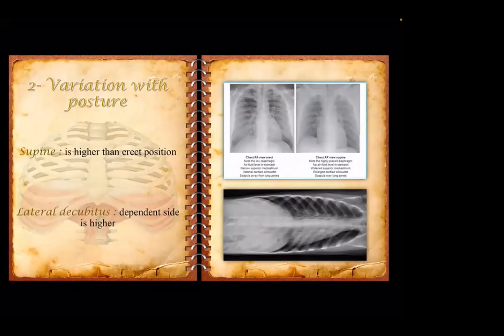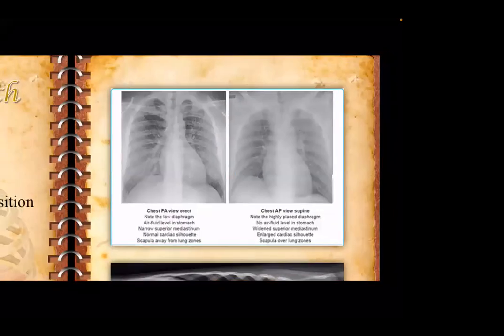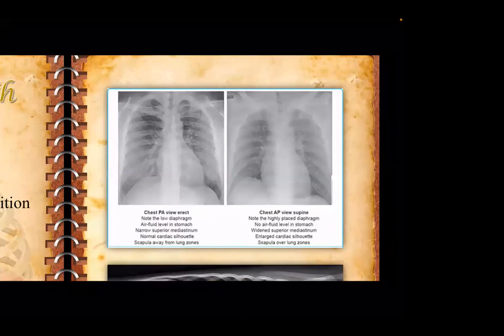Variation with posture: supine and lateral decubitus. Supine is higher than the erect position. In this picture appear the chest PA view erect and chest AP view supine.